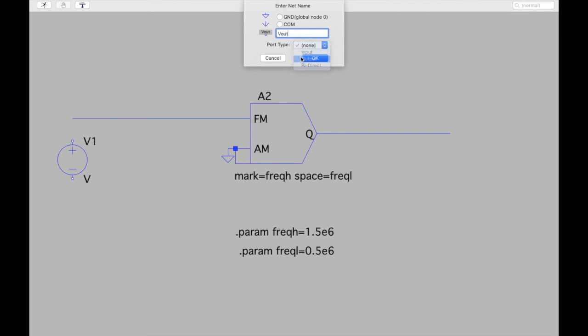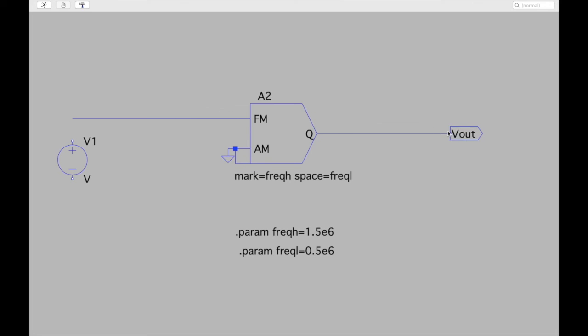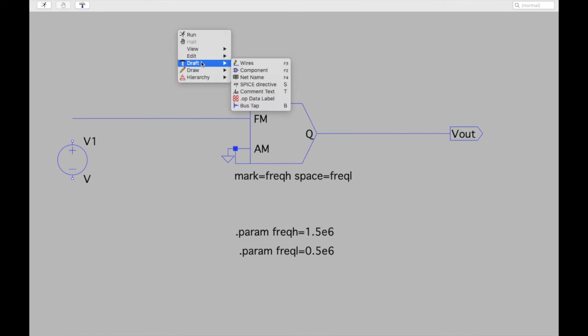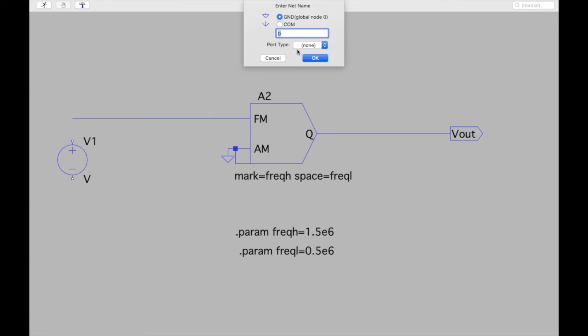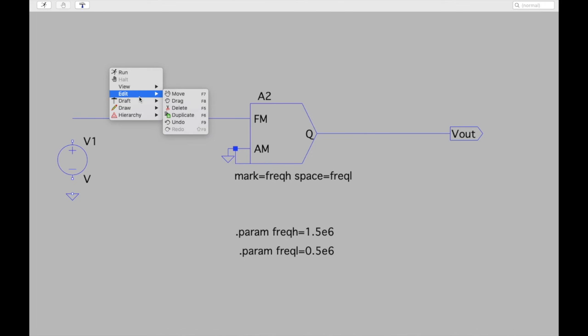This will be the output here. It's the output, and ground. Okay, so I'll be sharing these files so you can do experimentation yourself.